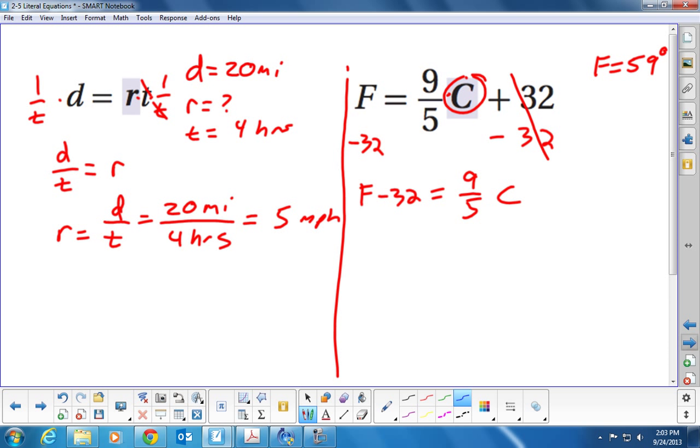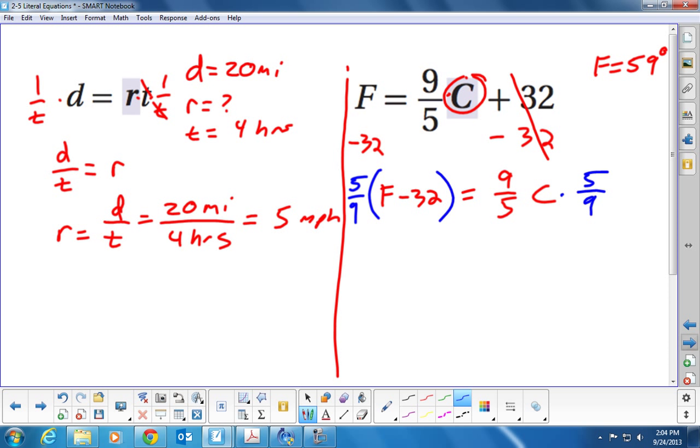To undo the 9/5 c, I'm going to multiply by the reciprocal of the coefficient, 5/9. But I need to do that on both sides. I'm going to give myself a little more space here. I need to do that on both sides. So I'm going to do that on the left side as well, but I need to multiply 5/9 times the whole thing, so I put it in parentheses. Now, on the right side, they all cancel out. That's what I want, and I'm left with c. On the left side, then I have what I already have written, 5/9 times f plus a negative 32.